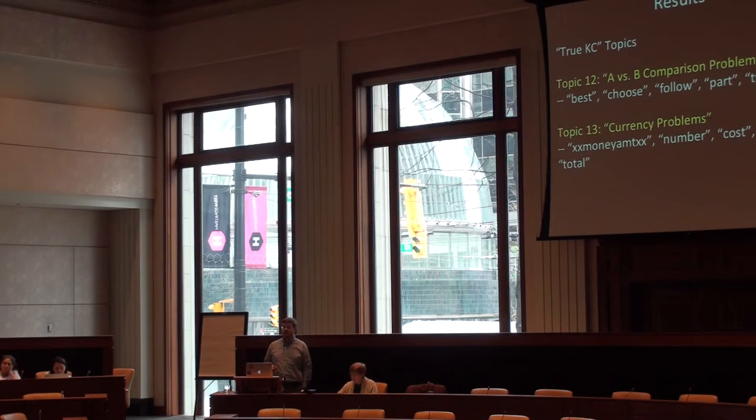So for the true knowledge component topics, we had things like topic 12, A versus B comparison problems, topic 13, currency problems. And these are all labels that I applied to the data. This isn't something I got from the model. I went and looked at problems that were associated with this tag, looked for commonalities, figured out what they were talking about. And CTM tells you the words that are most associated with these different topics. So topic 12 is characterized by problems that include words like best, choose, follow, part, and two. Currency problems are described by the money amount semantic tag, as well as number, cost, answer, and total.